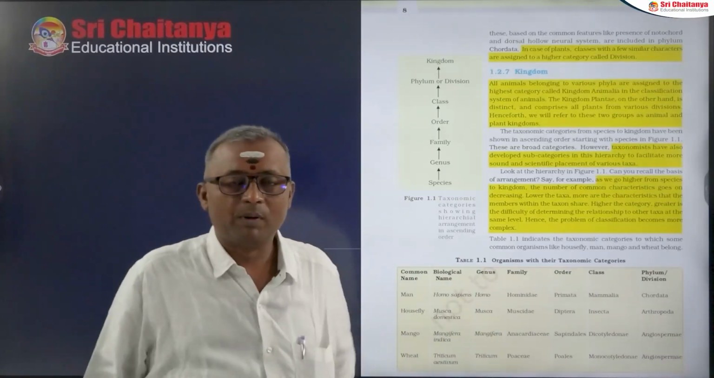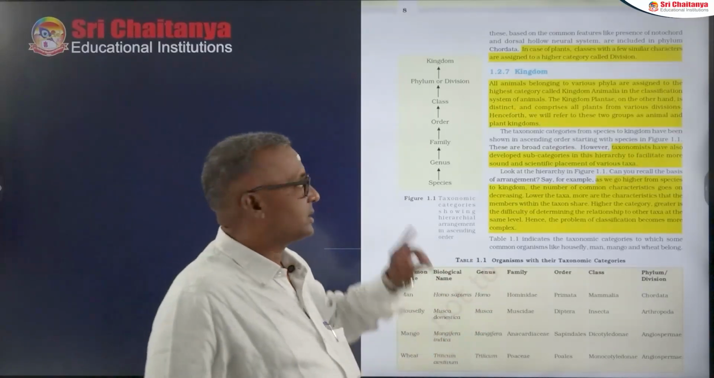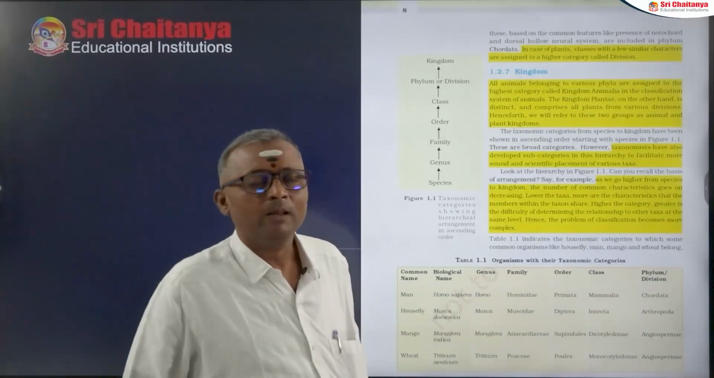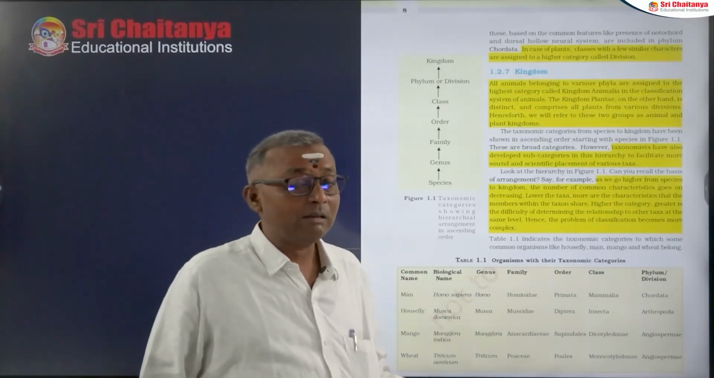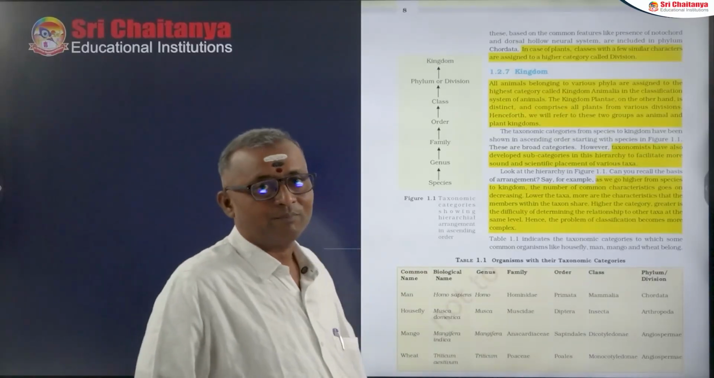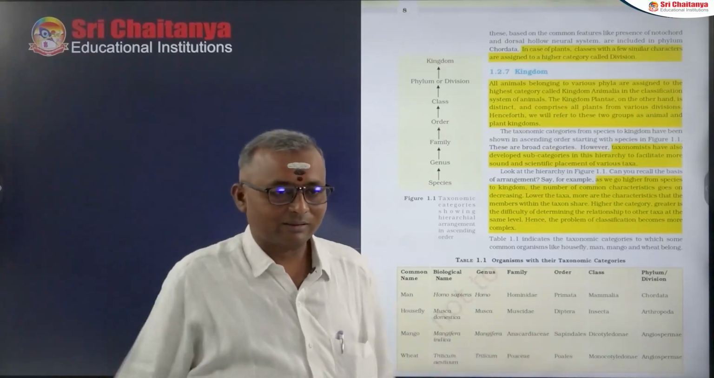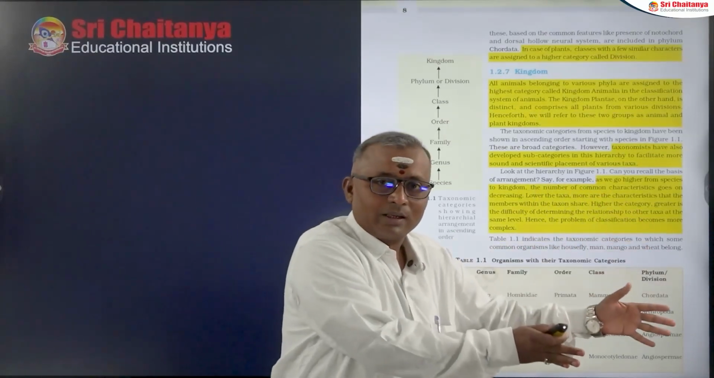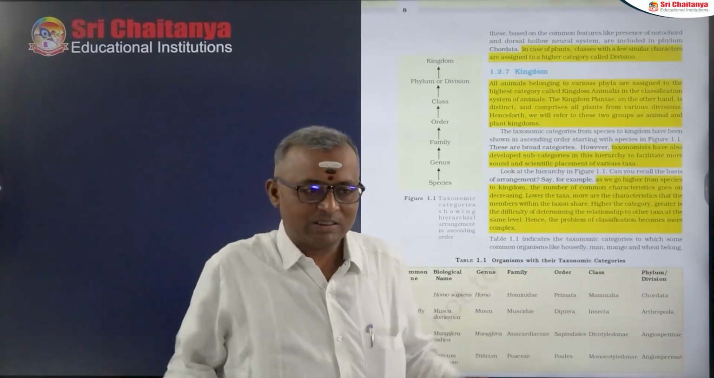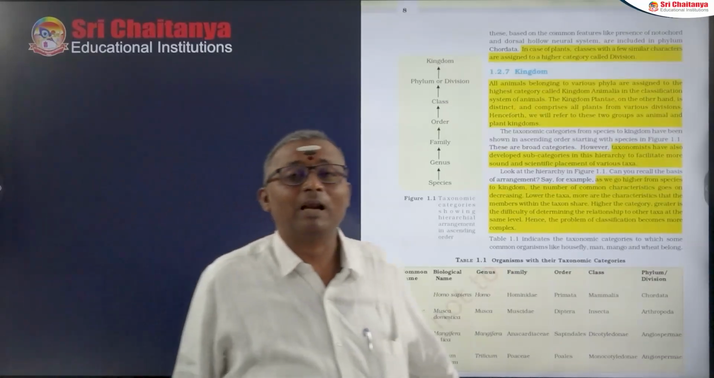So these are the two important characters taken into consideration to include all these organisms under phylum Chordata. Similarly, in case of plants, we are using division instead of the word phylum. This you have to remember. Now, all different phyla with related characteristics are placed under a kingdom called Animalia. Similarly, all the different divisions with related characters are placed under a kingdom called Plantae.